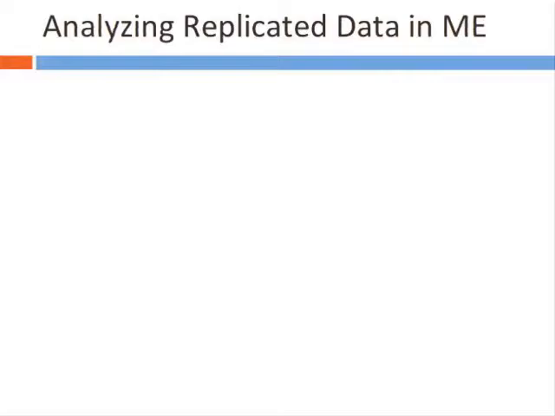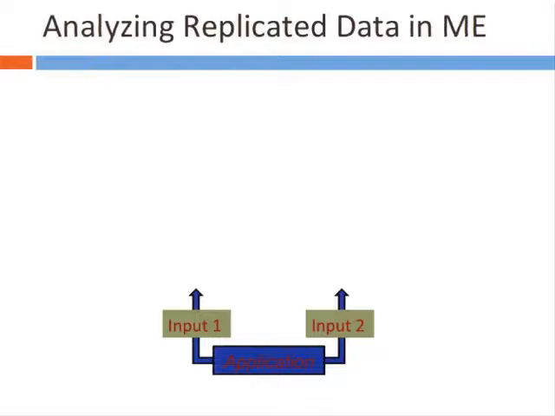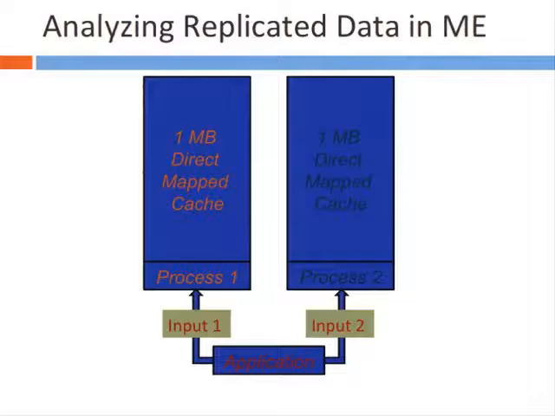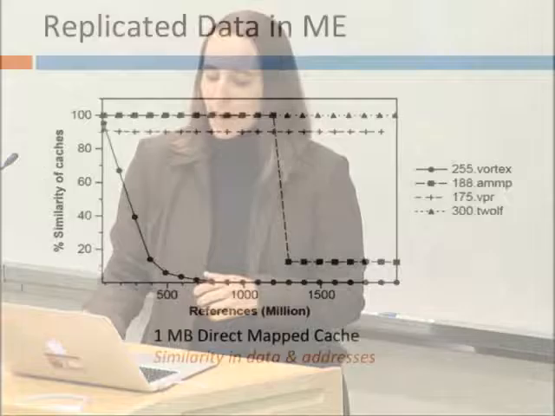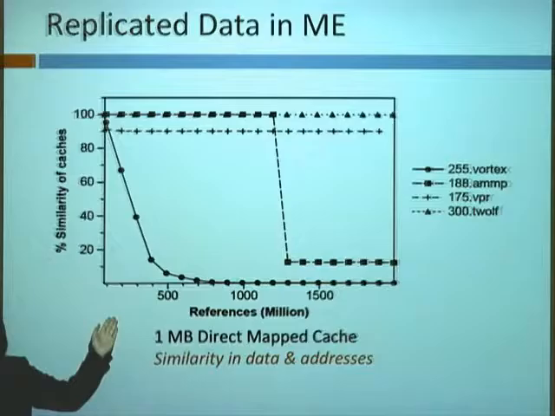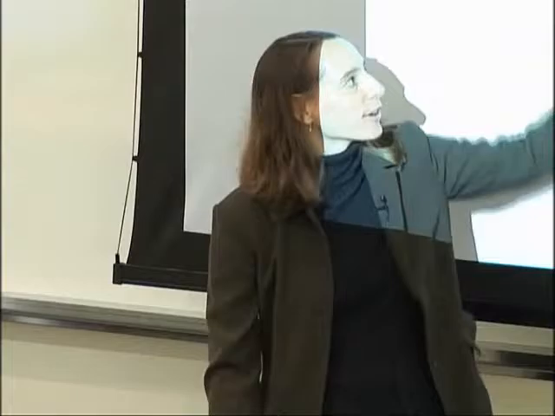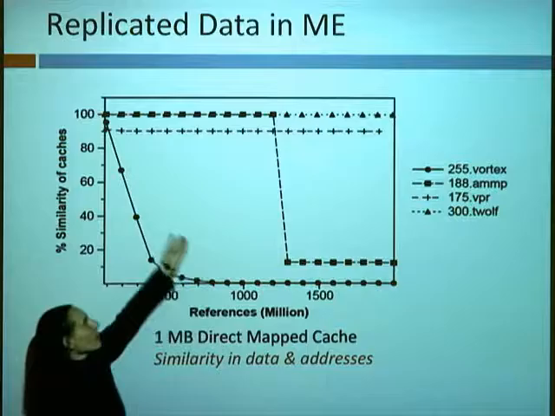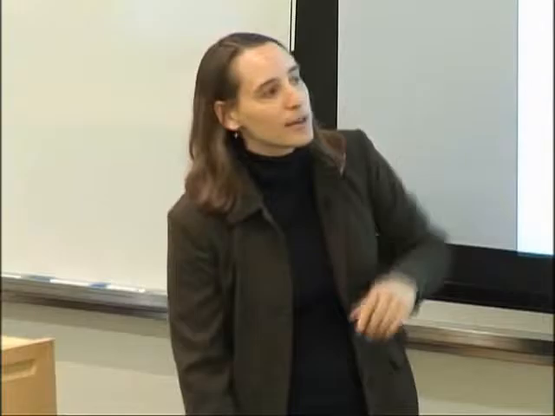Okay. So we started out by analyzing the replicated data in multi-execution workloads. We took the application, ran it with two sets of parameters, modeled a 1 megabyte direct mapped cache, and then compared the contents of the cache to see how much replicated data there was. It actually varies a lot depending on the application through time. Of course at the beginning it's all the same, but some applications just drop immediately. Vortex we'll keep in here because we want to show an application that is not expected to do well. Vortex drops down to zero fairly quickly. And then we can see AMMP starts out really high and then drops down for the rest of the time, whereas VPR and T-Wolf are the applications we expect to do quite well.